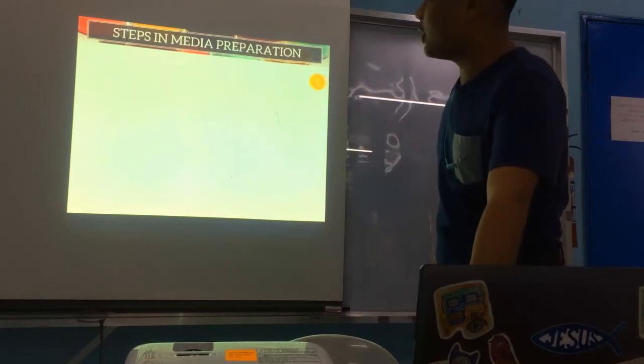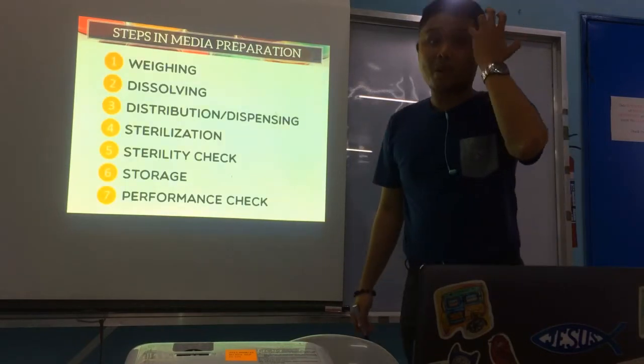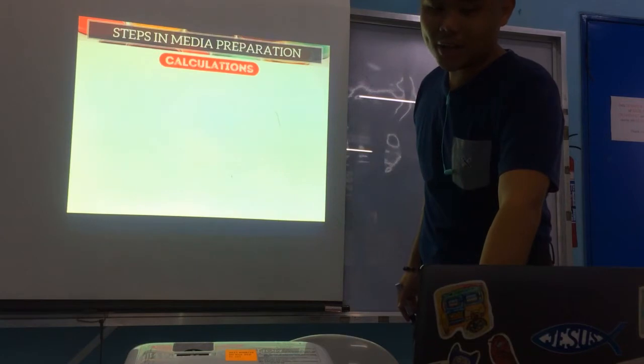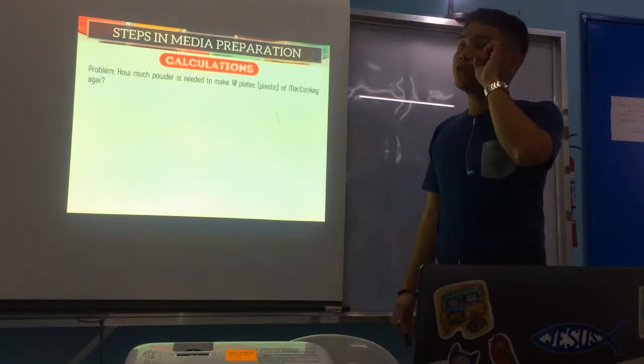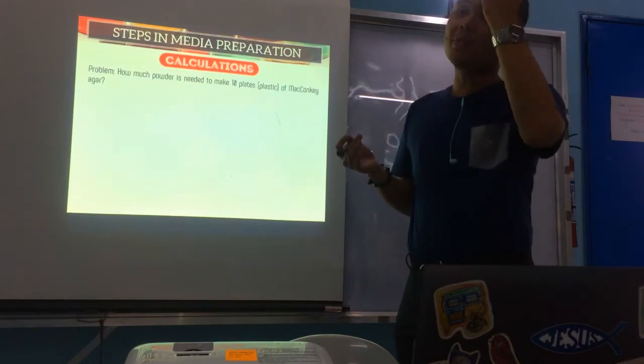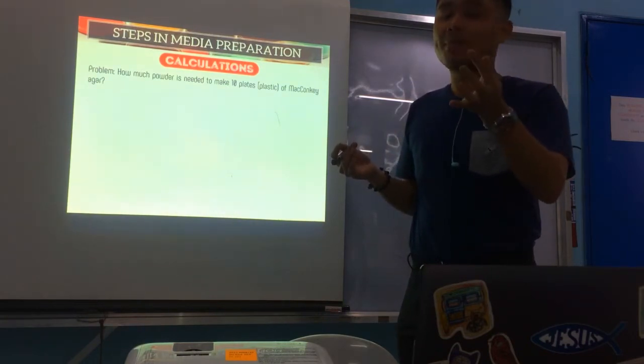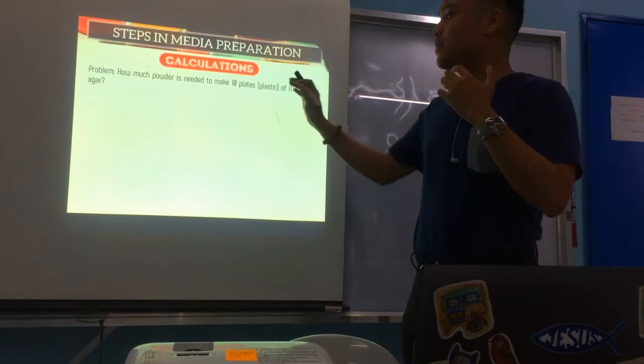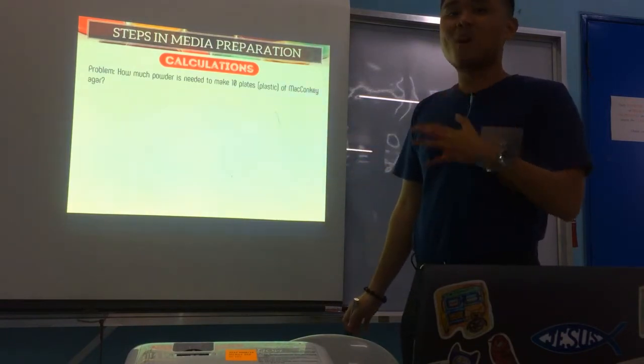Okay. So now we'll go to the different steps in media preparation. First we'll have your calculations. For calculations, of course, your agar, guys, is packed in powder. So we have to determine first the amount of medium that we need to create. For example, we have a problem here: we will use 10 plates of Mackonkey.